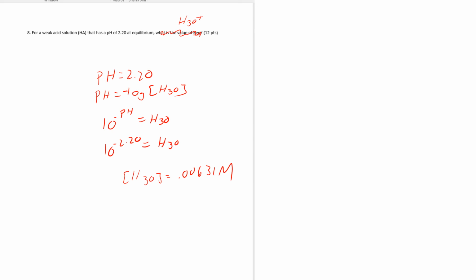Right, so that's all I was looking for there, and that was out of 4 points. Originally, I was supposed to give you a starting concentration, so it would have been like 0.100 molar again, and you'd have to do this first step anyways to do your ICE table.